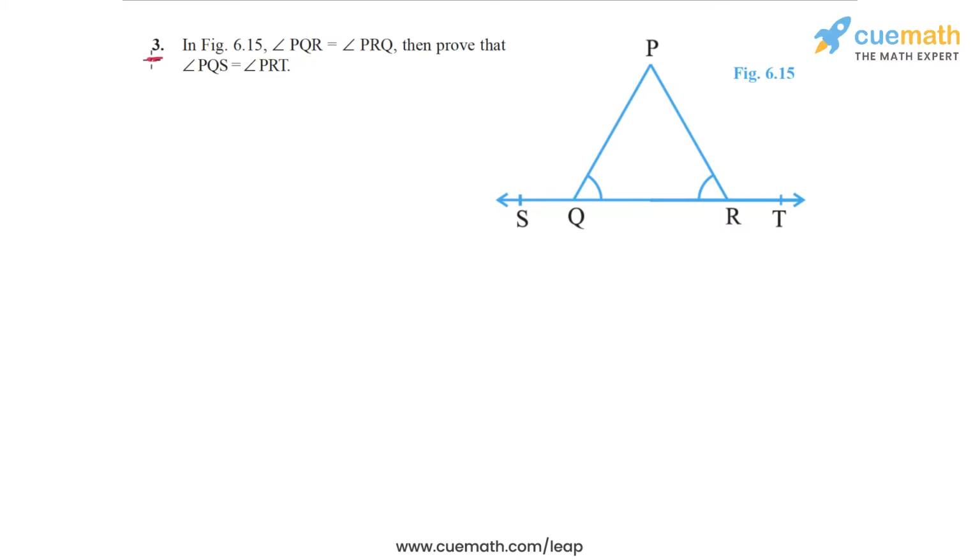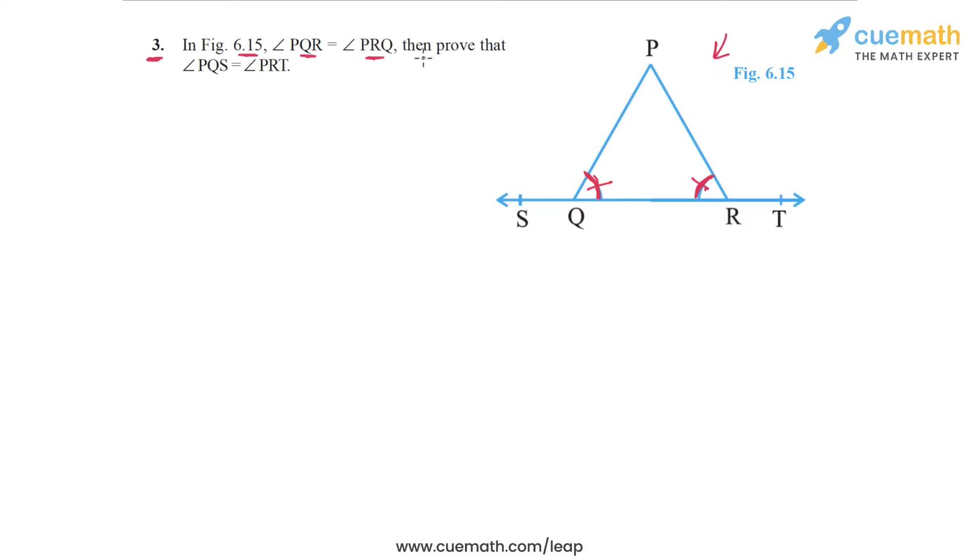In question 3 of this exercise, here's what the problem statement says. In figure 6.15, this figure that you see here, angle PQR is equal to angle PRQ. So angle PQR is this angle here, angle PRQ is this angle. These two angles are given to be equal, so let's mark them as equal.